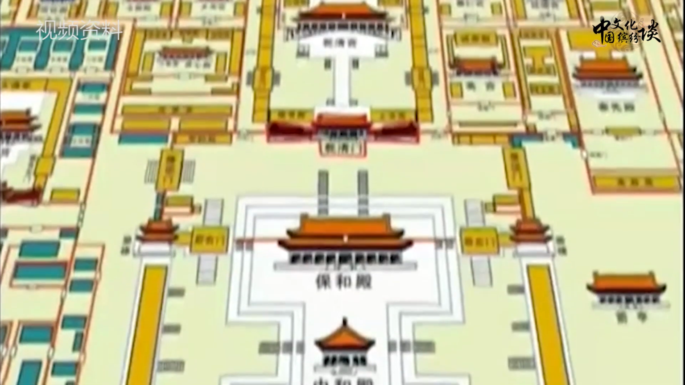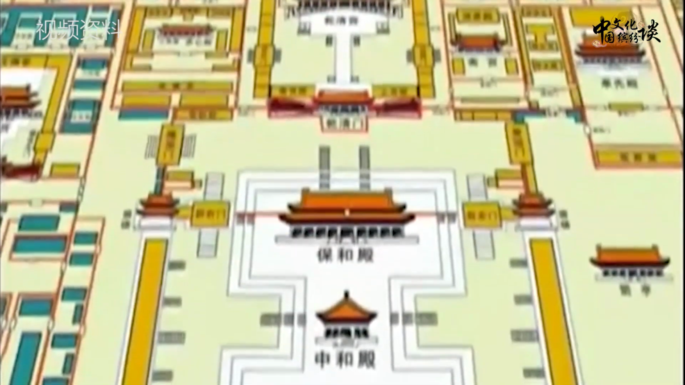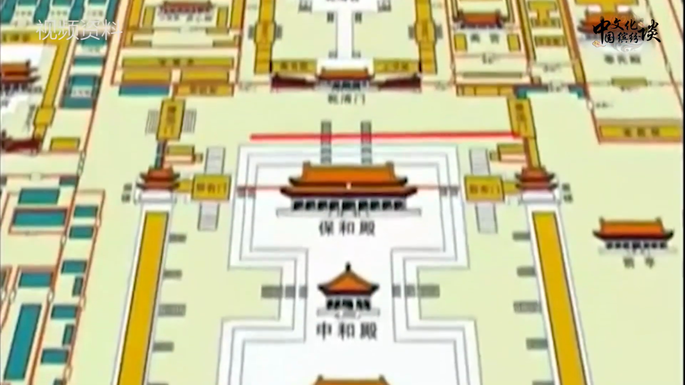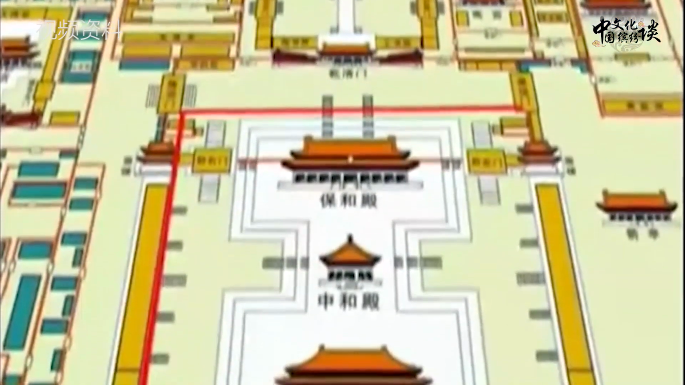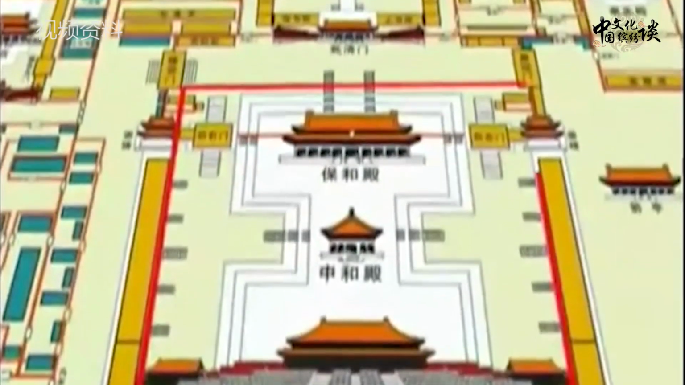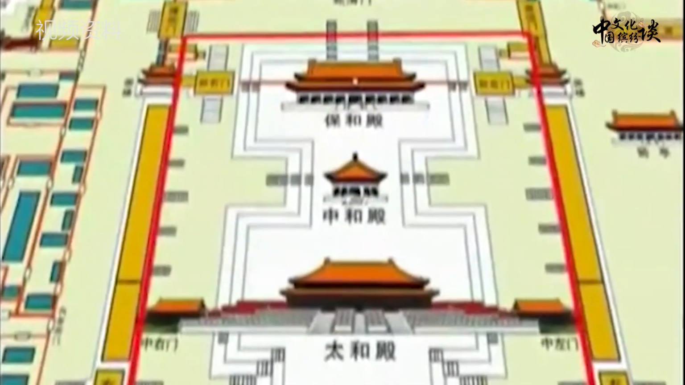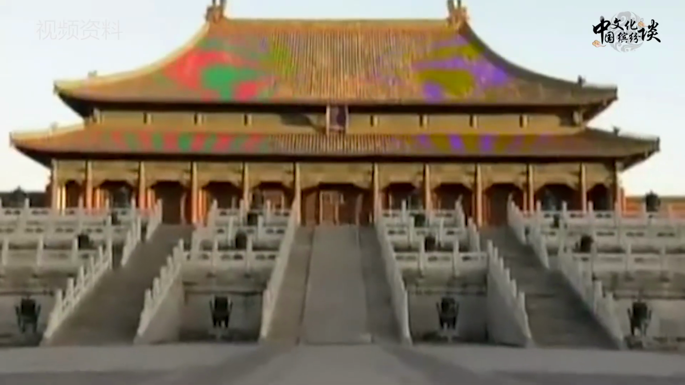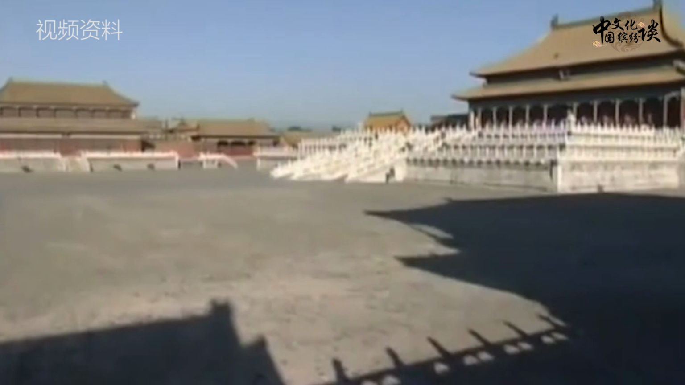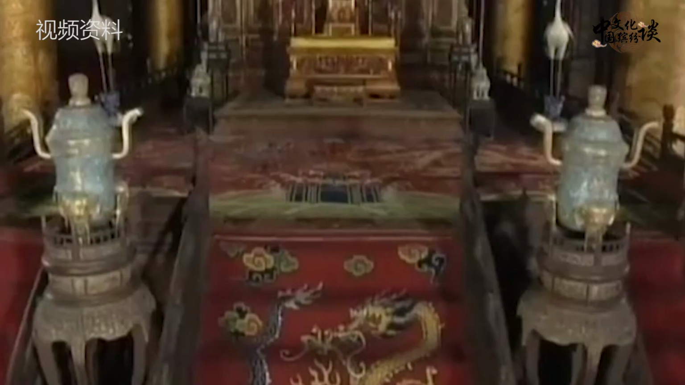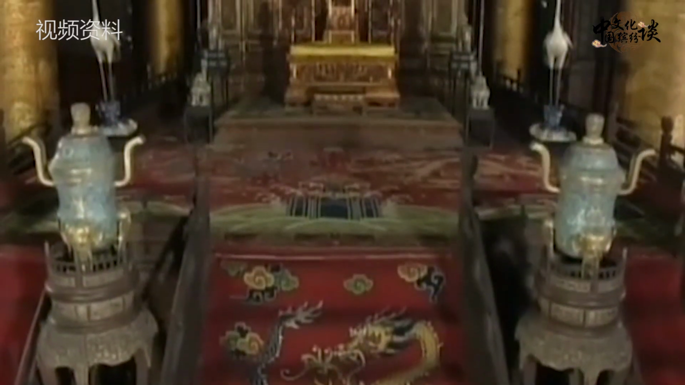The front section is often referred to as the outer court, which is the official part of the Forbidden City. The 3 major buildings there are often called the 3 halls of the outer court. They are the Hall of Supreme Harmony, the Hall of Middle Harmony, and the Hall of Preserving Harmony. The most important state ceremonies took place in these halls.